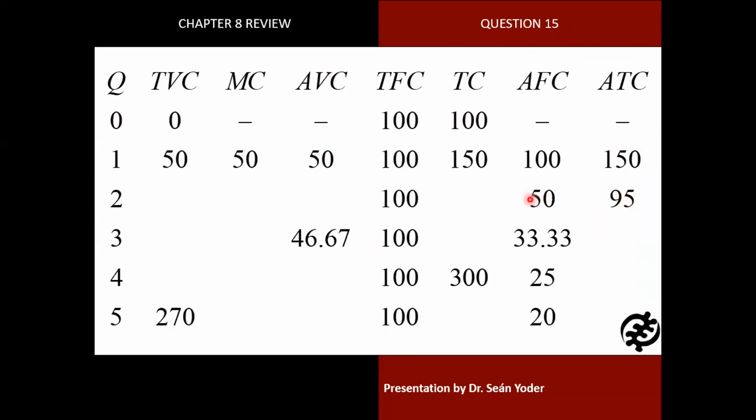Now we have a new one. We have average total is 95, average fixed is 50. Well, average variable plus average fixed is equal to average total. So 95 minus 50 would be average variable. That's 45. 45 times 2 would be your total variable. So 45 times 2 is 90. And you can fill in the rest of the way from there.